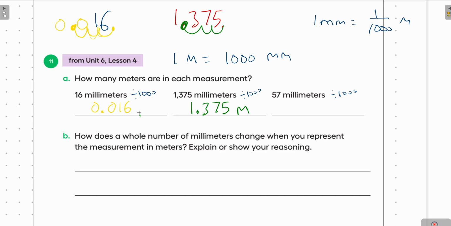Oh, this is meters too. We're going from a smaller unit to a bigger unit. That's why we're dividing. So now we have 57 millimeters divided by 1,000. Okay, well, it's going to be just like this one. 16 millimeters became 16 thousandths. Well, this is going to become 57 thousandths.